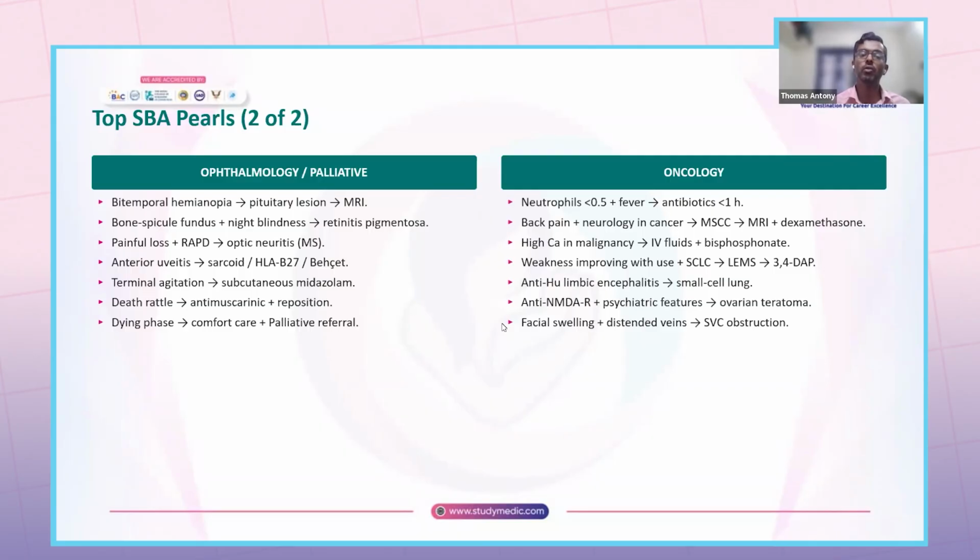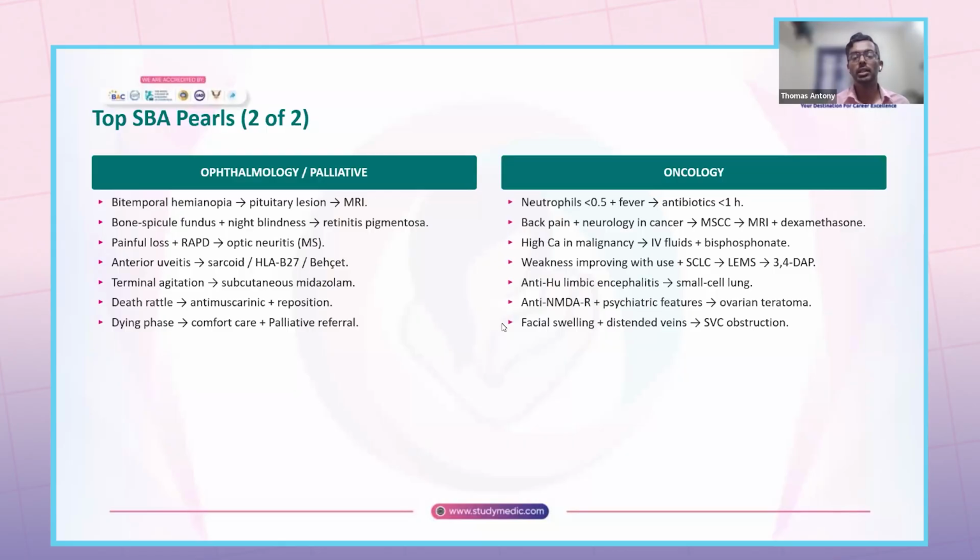Terminal agitation, always go for subcutaneous midazolam. Increase in secretions, we have to give antimuscarinic agents along with repositioning. In the dying phase, the ultimate goal will be to comfort the patient and palliative referral. Neutrophils less than 0.5 with fever, we have to administer antibiotics within the hour. Back pain and neurology in cancer, then we have to get MRI, administer dexamethasone before. High calcium in malignancy, we have to administer IV fluids followed by IV bisphosphonate.